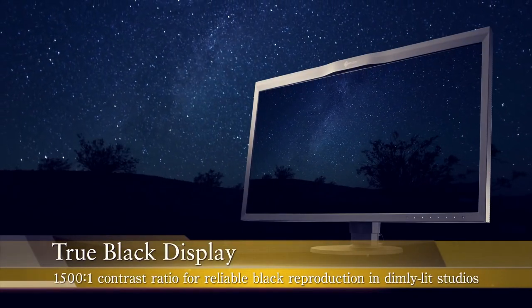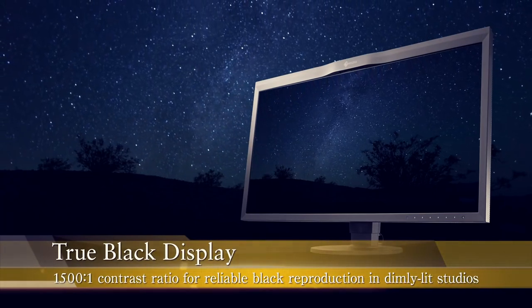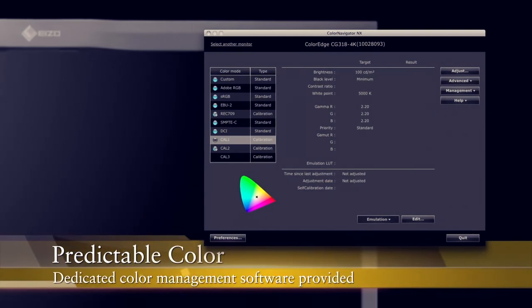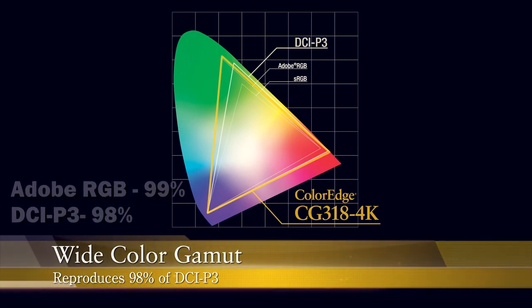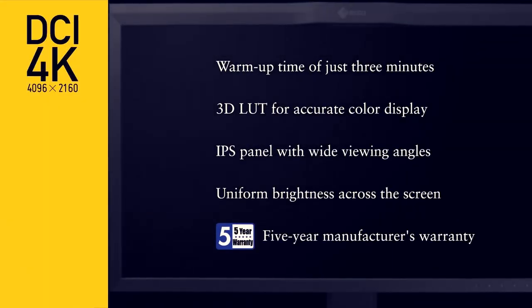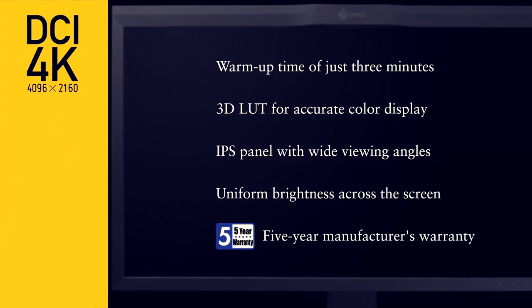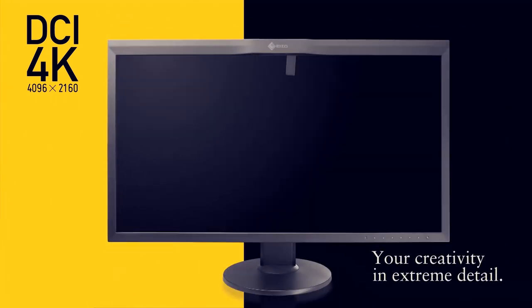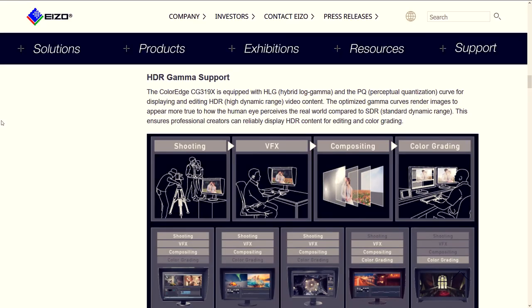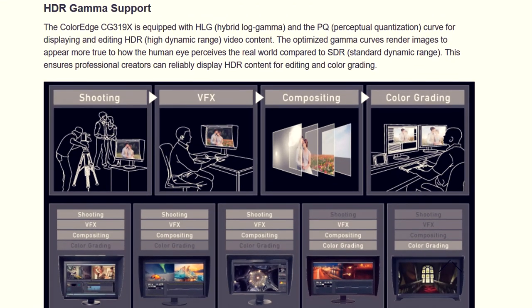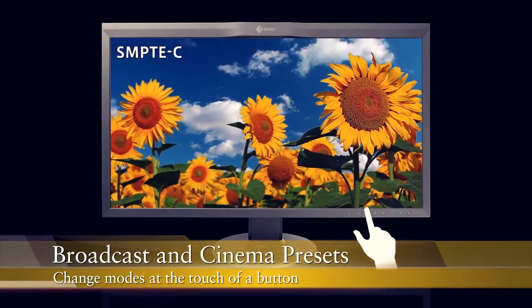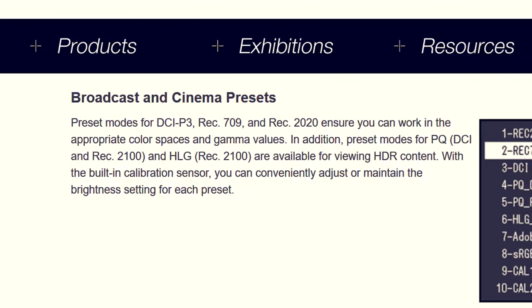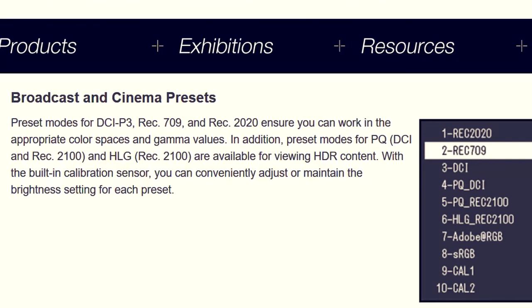1500:1 contrast ratio. That allows it to display true blacks, so you can see very deep black colors. You don't get the washed out blacks that you get with some other monitors. 99% of Adobe RGB, 98% of DCI-P3. It's also another HDR10 monitor, so it supports HDR, and its support for HDR is very deep. It supports hybrid log gamma, perceptual quantization, as well as the standard presets for Adobe RGB, sRGB, and so on. It supports BT.2020 and has a number of presets for perceptual quantization, including PQ, DCI.